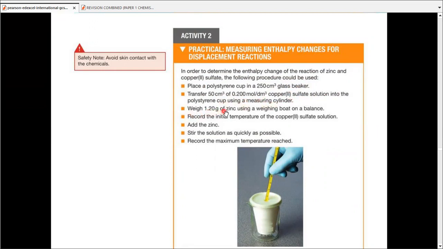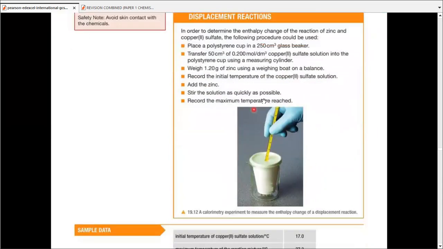Now weigh 1.2 grams of zinc on a balance. Record the initial temperature of your copper 2 sulfate solution. Add the zinc. Stir the solution as quickly as possible. Record the maximum temperature reached, and stir it with the help of the thermometer. Don't use a separate stirrer, since that would involve both your hands. Doing it with one hand and reading the temperature is easier for students to do the entire experiment. It's as simple as that.